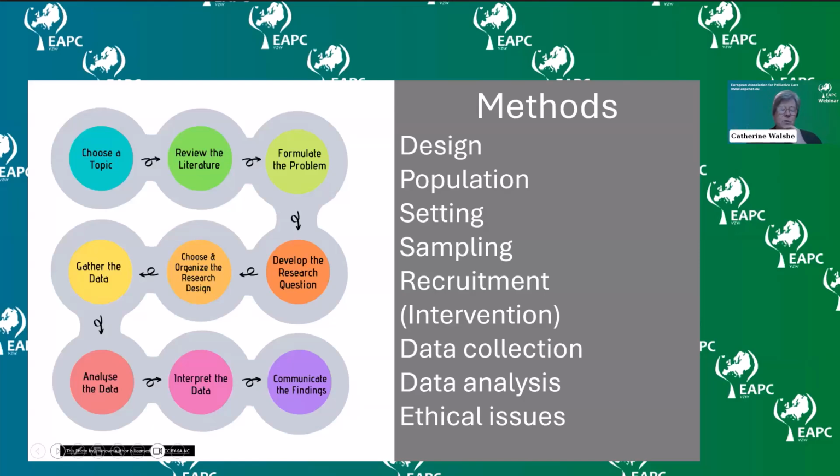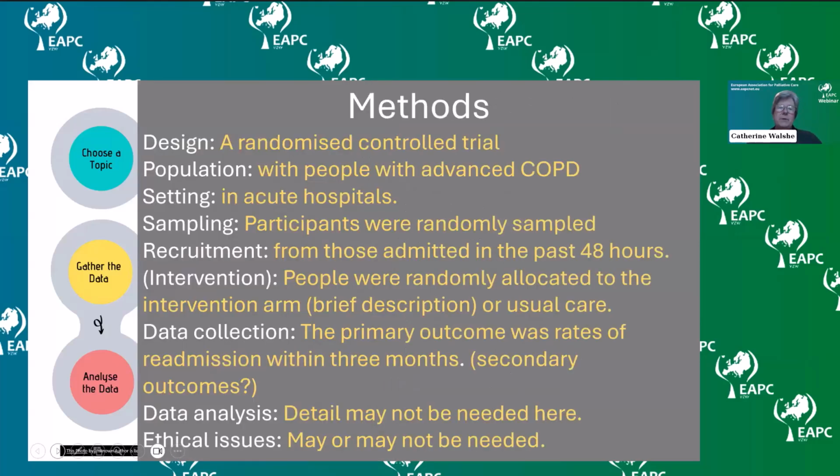Well, again, these were just something I developed quickly, but here are some examples of how you could address all of those within a relatively few number of words. So here I've started off with one sentence: a randomized controlled trial with people with advanced COPD in acute hospitals. So there I have ticked off design, population and setting all in one relatively straightforward, succinct sentence. And again, I'm sure if you look at this, you could refine some of this language. But what I'm saying is you can address each one of these elements often within a single sentence.